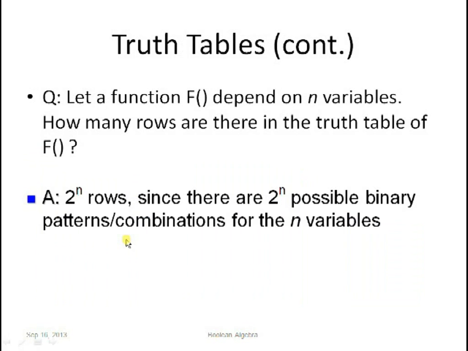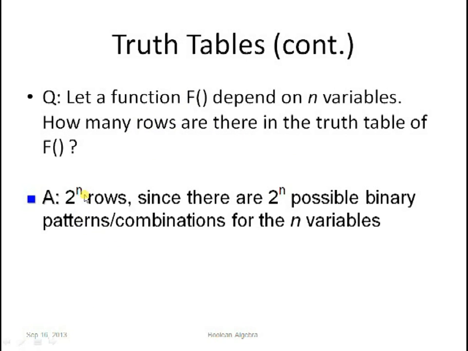Right, now let a function f depend on n variables. How many rows are there in the truth table of the function? The question here is, assuming that one function contains n variables, from a0 to an, how many possible rows, that is combinations, are you going to get? So the answer is 2 power n.